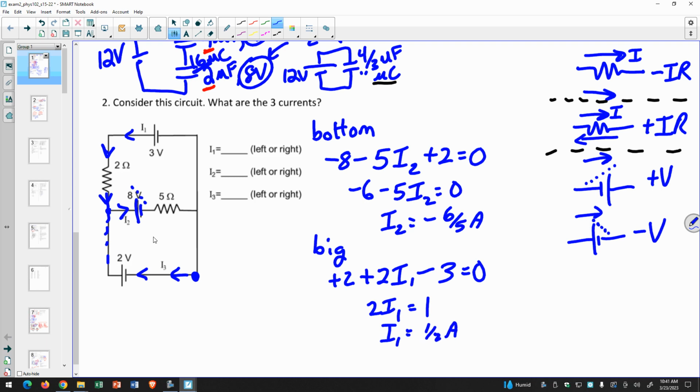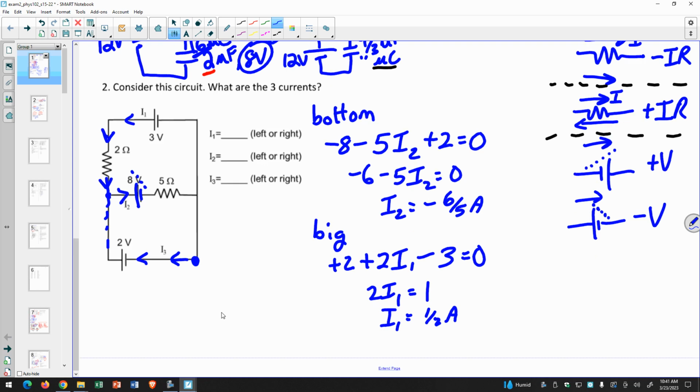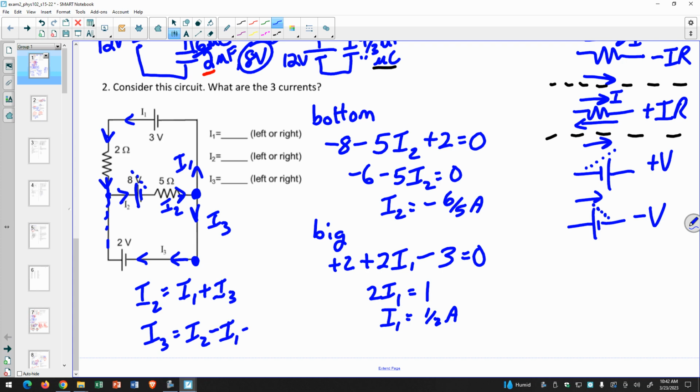All right, so now I've written 2 loops. Now in order to find that third current, I have to write a junction rule. So I'm going to write a junction right here. Just like I did before, I'm going to write my arrows. So they're like this. This is I1, I2, I3. So my incoming current is I2. Outgoing currents are I1 and I3. I'm looking for I3. So I3 is equal to I2 minus I1.